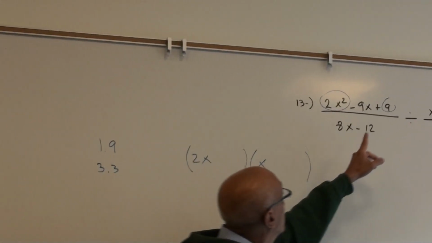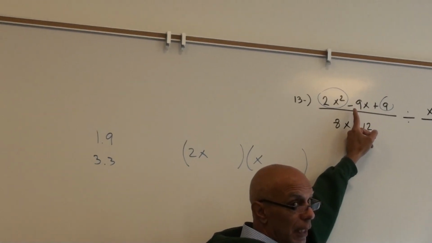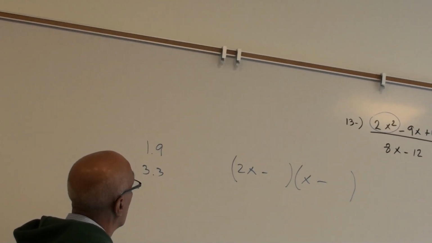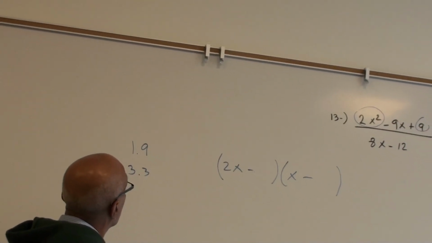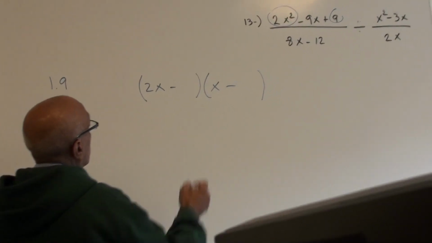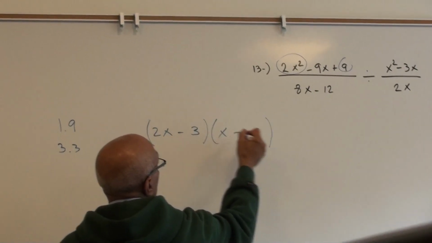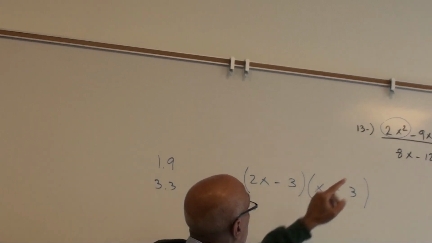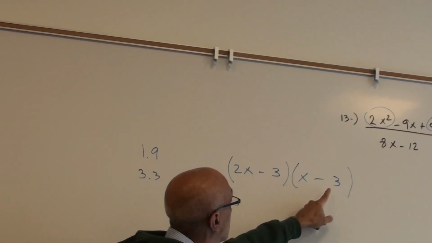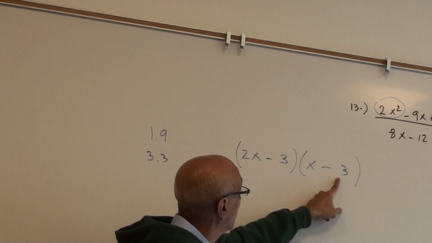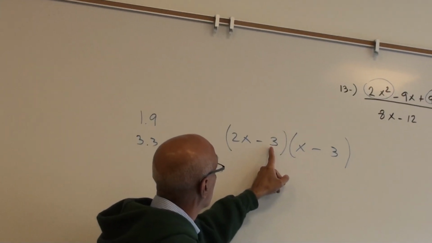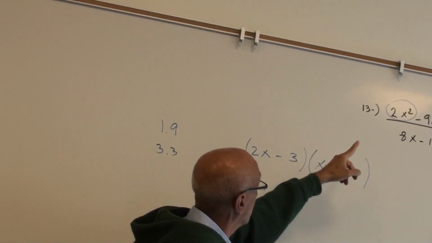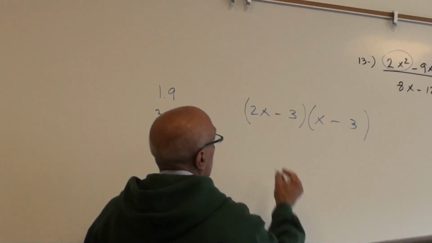I see that the product is positive, but the sum is negative. So it means that both are negatives. And let's see, it looks like it's going to be 3. Let's try it, okay? So let's see. 2x times x is 2x squared. 2x times negative 3 is negative 6x. 3 times negative 3 is negative 9, so negative 6 with negative 3 is negative 9, and the product is 9, so that's good, that's perfect.